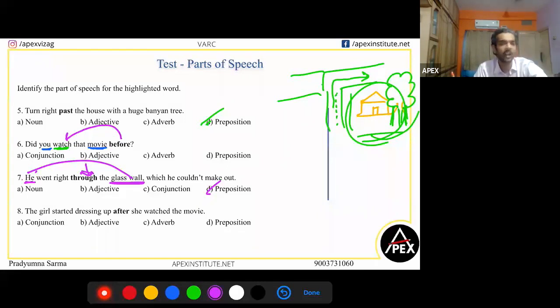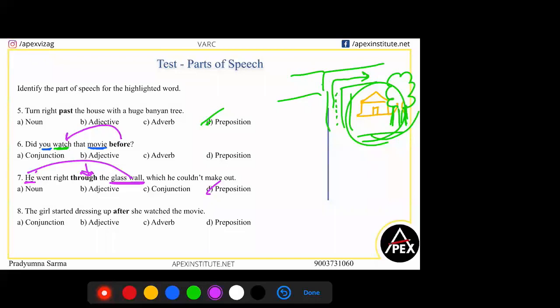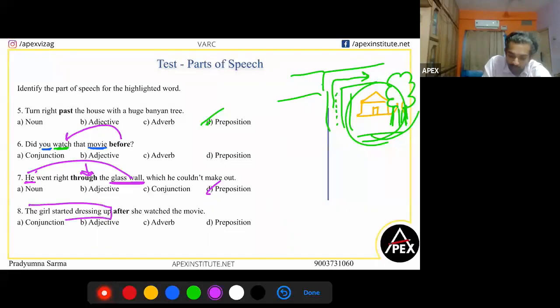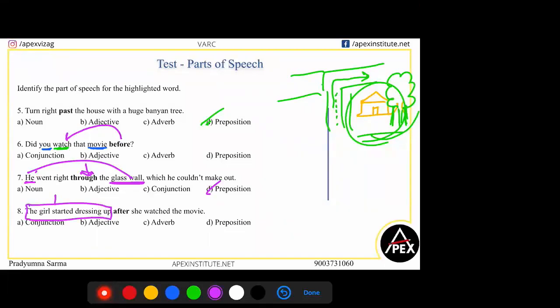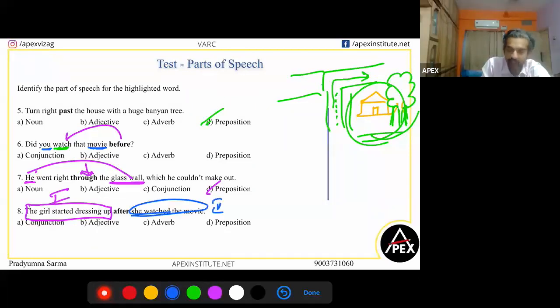Okay, now the last one is girl started. Conjunction. Okay, why? Because this whole part is one action and then this whole part is your second action. This word after is joining both these actions.